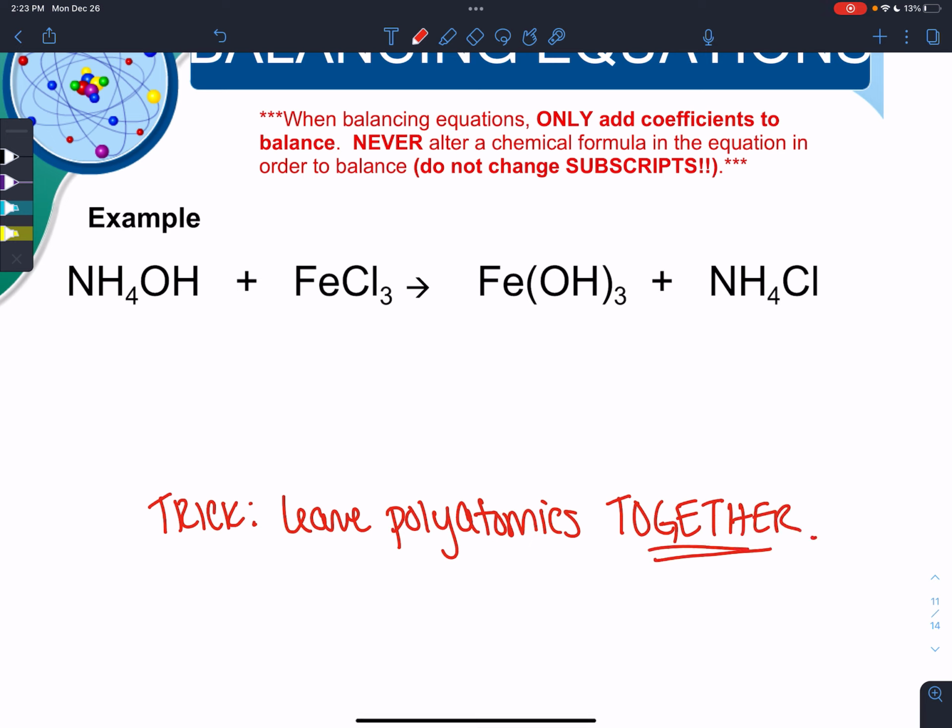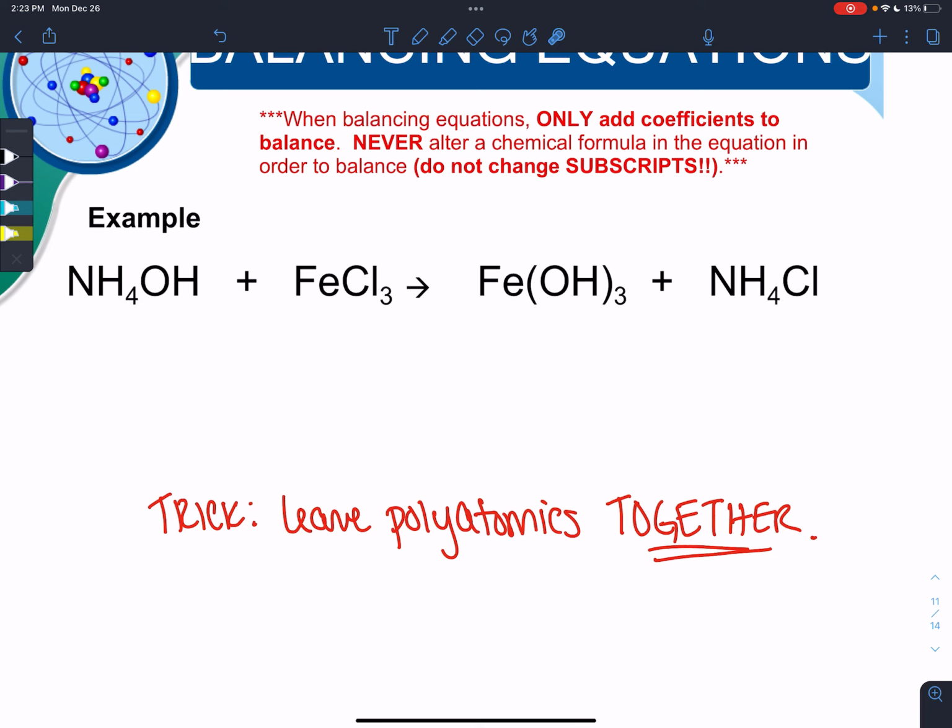So for example, here, if I've got ammonium hydroxide, which is my first compound right here, I'm going to say ammoniums and hydroxides is what I'm going to look for on the other side. I'm not going to count nitrogens, hydrogens, oxygens, and hydrogens all separately, because you notice I've got hydrogens here and hydrogens here and hydrogens here and hydrogens here. It just becomes complicated. So the trick, leave your polyatomics together.